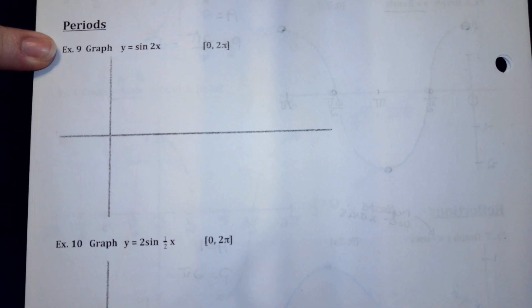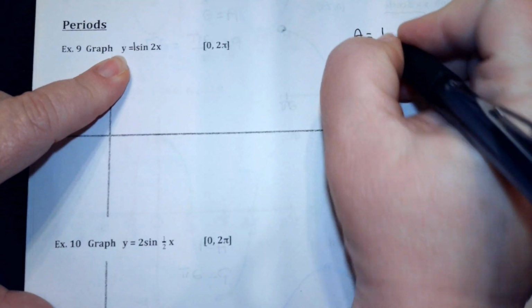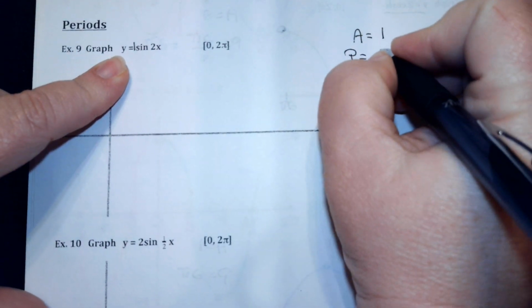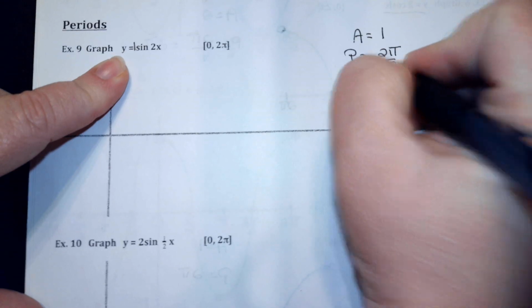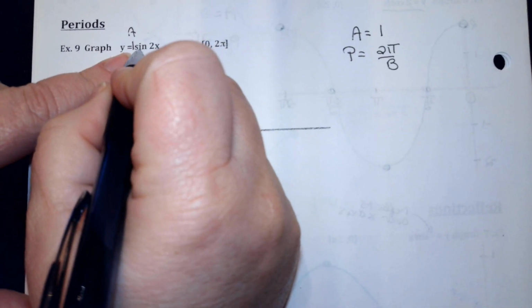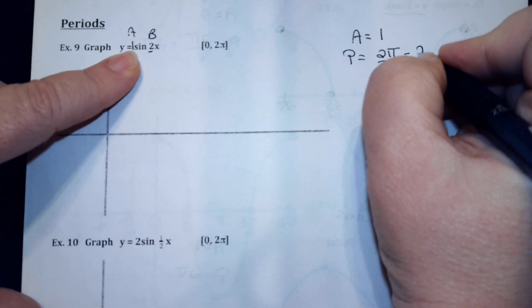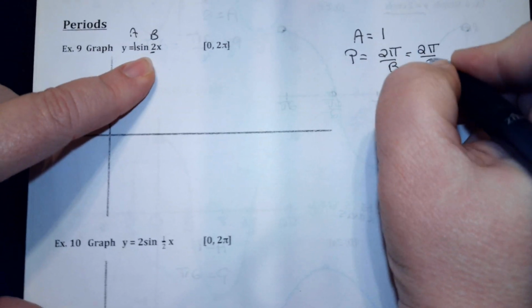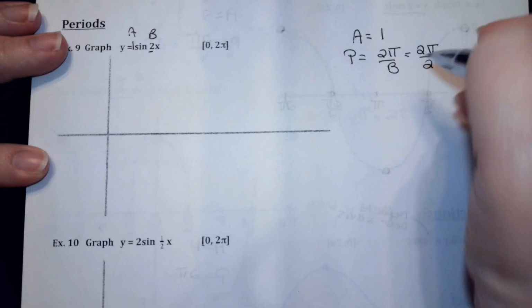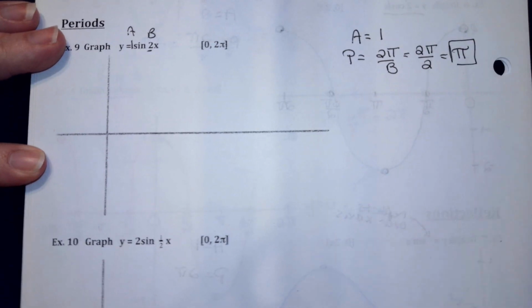Alright, so for example 9, our amplitude is going to be that understood 1 right here. The period, remember, is 2 pi over b. Well, this is your a, and remember your b is your value between your trig function and the x. So here we got a new b value. That b value is 2. So this is going to be 2 pi over the b value of 2. And 2 divided by 2 gives us 1. So we end up with a new period of pi.